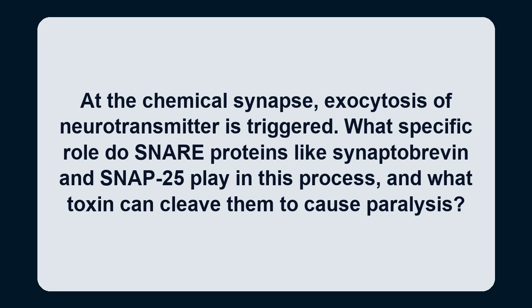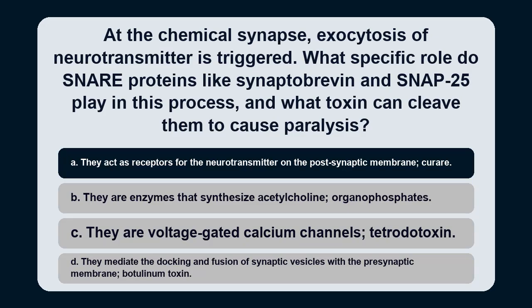Question 2. At the chemical synapse, exocytosis of neurotransmitter is triggered. What specific role do SNARE proteins like synaptobrevin and SNAP25 play in this process, and what toxin can cleave them to cause paralysis?